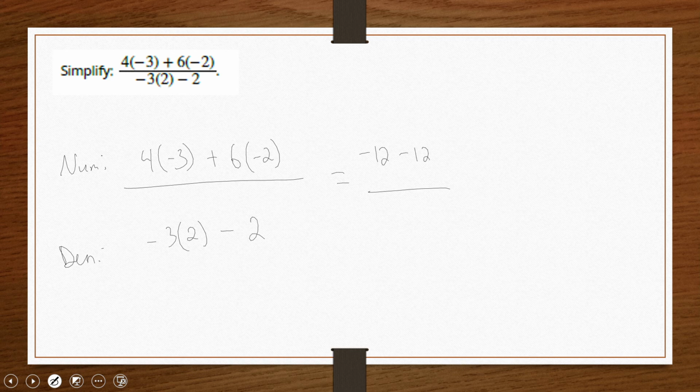For the denominator, I would have negative 3 times 2 is negative 6, and subtracting 2, I can now simplify my numerator and denominator values to be one particular value in either one. So for the numerator, I have negative 12 minus 12. That is the same as negative 12 plus negative 12. That results in negative 24. And you'll notice that my denominator value also results in a negative integer. Negative 6 minus 2, or negative 6 plus negative 2, gives me negative 8.